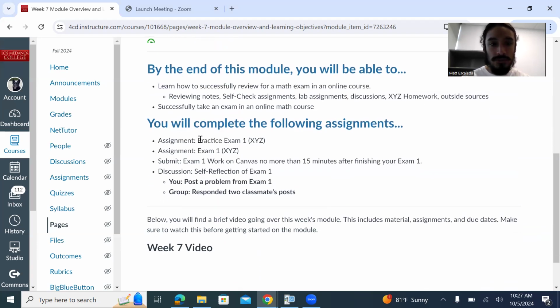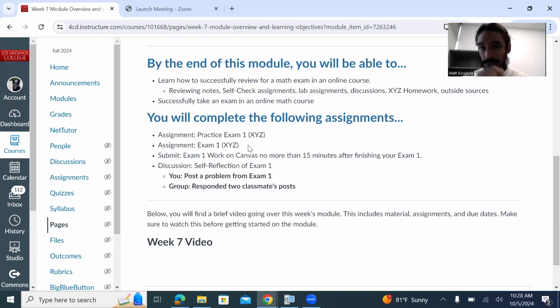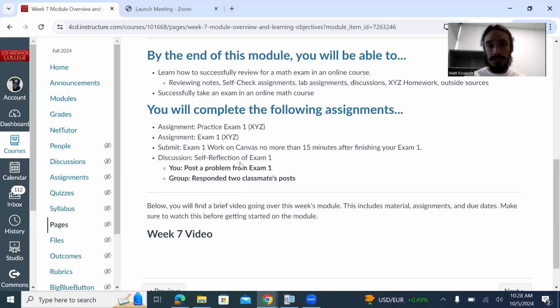Our first assignment is practice exam 1. This will be due by Friday night. After that, the practice exam closes, and then we have exam 1 that you will also take on XYZ. This will open Saturday morning and close Monday by 11:59 p.m. So it opens Saturday morning, closes Monday night. But you'll see the due dates.